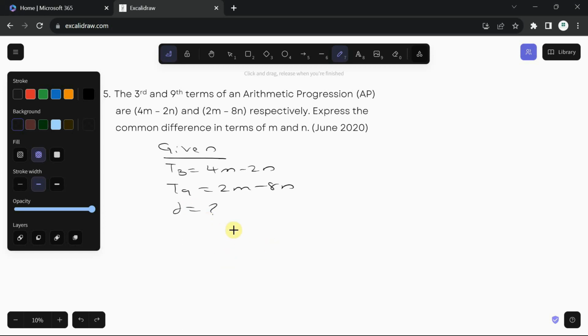We know our general formula, which is tn equals a plus (n minus 1)d. So that means t3 will be equal to a plus (3 minus 1)d, which is like saying t3 is equal to a plus 2d.